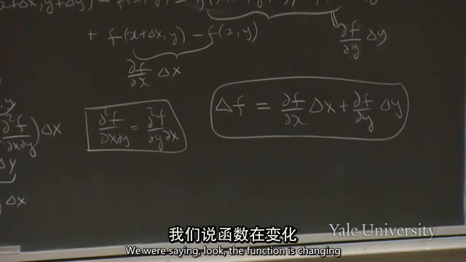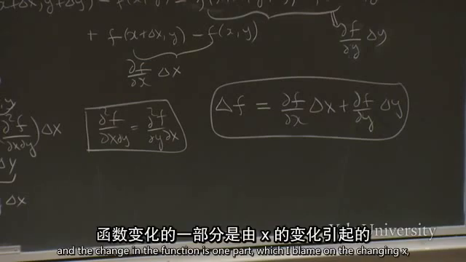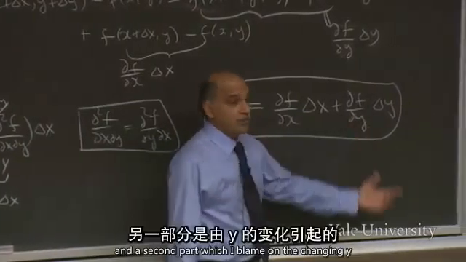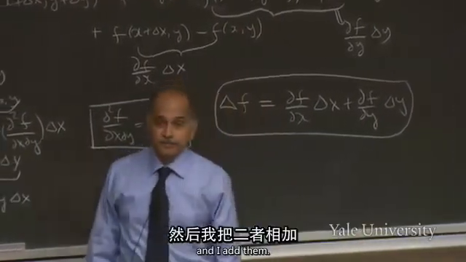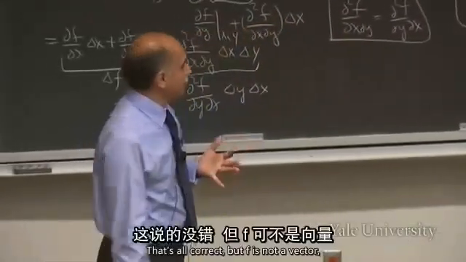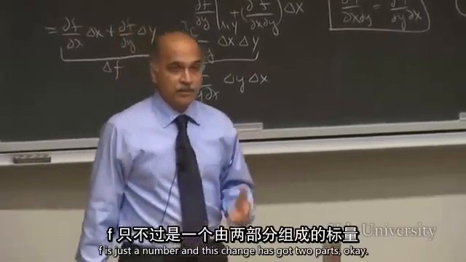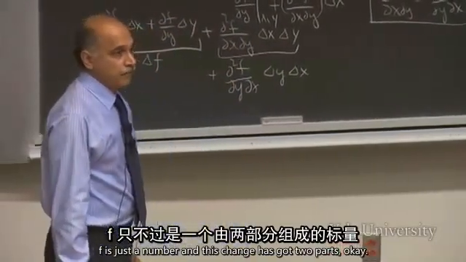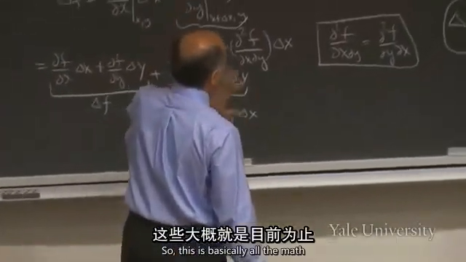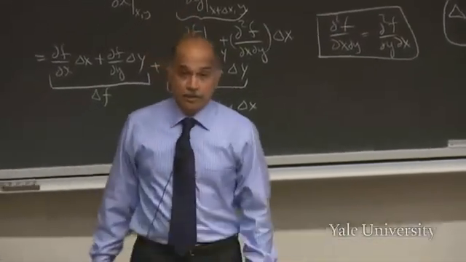You are saying, look, the function is changing because the independent variables x and y are changing, and the change in the function is one part which I blame on the changing x and a second part which I blame on the changing y, and I add them. So you're worried about the fact that we're moving in the plane and there are vectors. That's all correct. But f is not a vector. f is just a number, and its change has got 2 parts. Okay, so this is basically all the math we will need to do what I want to do today.